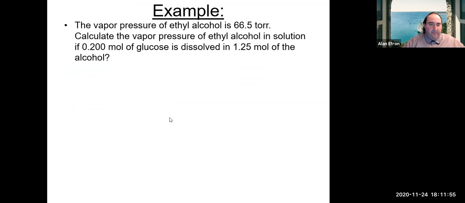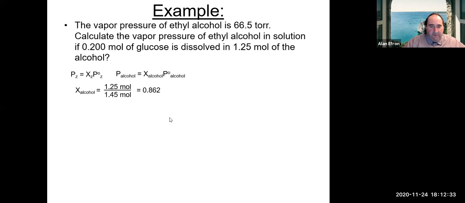So let's take a look at a problem here involving vapor pressure. The vapor pressure of ethyl alcohol is 66.5 torr. Calculate the vapor pressure of ethyl alcohol if we throw some glucose in there and we dissolve it in 1.2 moles of the alcohol. So if we want to figure out the vapor pressure of the alcohol in this solution, we need to figure out the mole fraction of the alcohol. So we know we have 1.25 moles divided by 1.45, and that gives us a mole fraction of 0.862.